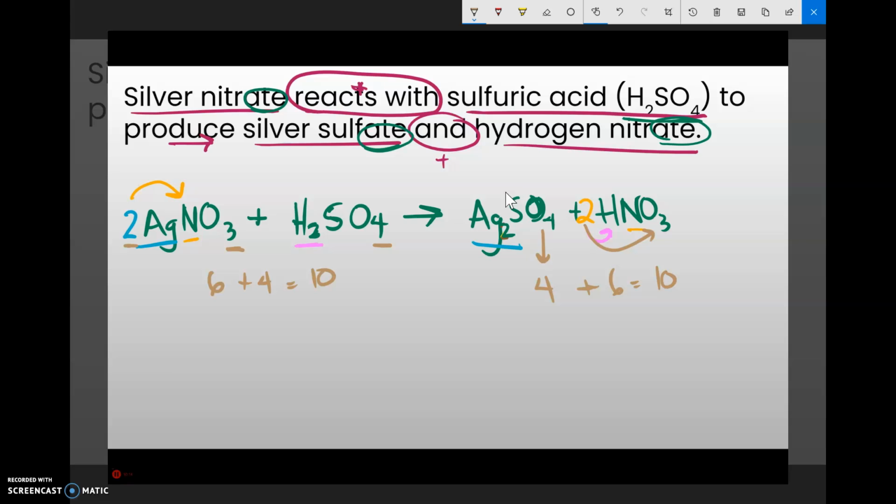Okay, I think we're balanced, but let's just double check. 2 silvers, 2 silvers, 2 nitrogen, 2 nitrogen, 6 plus 4 oxygen is 10. Over here, 4 oxygen plus 2 times 3 oxygen is 6 equals 10. Hydrogen, we have 2 here. We got 2 right here. Sulfur, we have 1. Sulfur, we have 1. Okay, that one is now balanced.